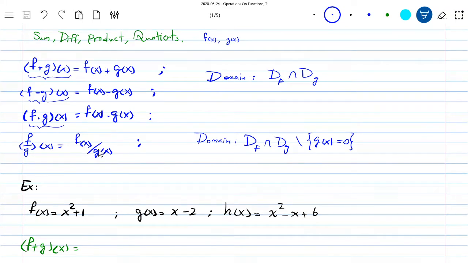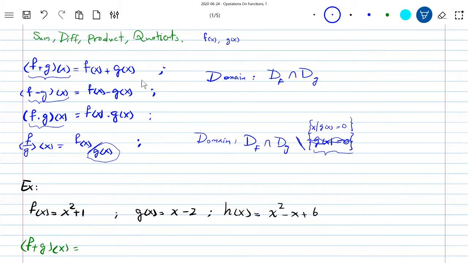In the case of division, besides having the intersection of the domains, you have one more restriction. What is the restriction? The denominator cannot be 0. If it is 0, then you have an undefined value. So besides the intersection of the domains, you still have to consider that the denominator cannot be 0. So you exclude the points where g(x) equals 0. You want to exclude those x values where g(x) equals 0.